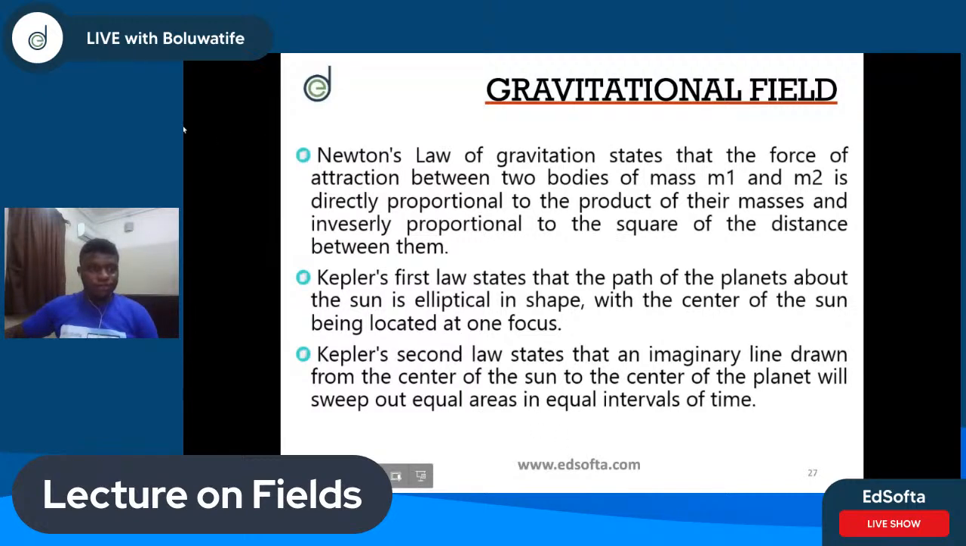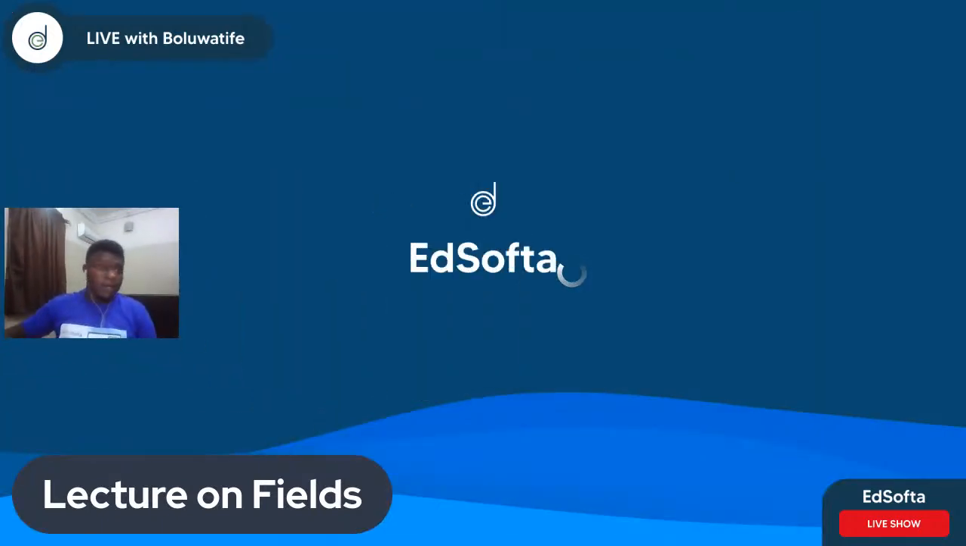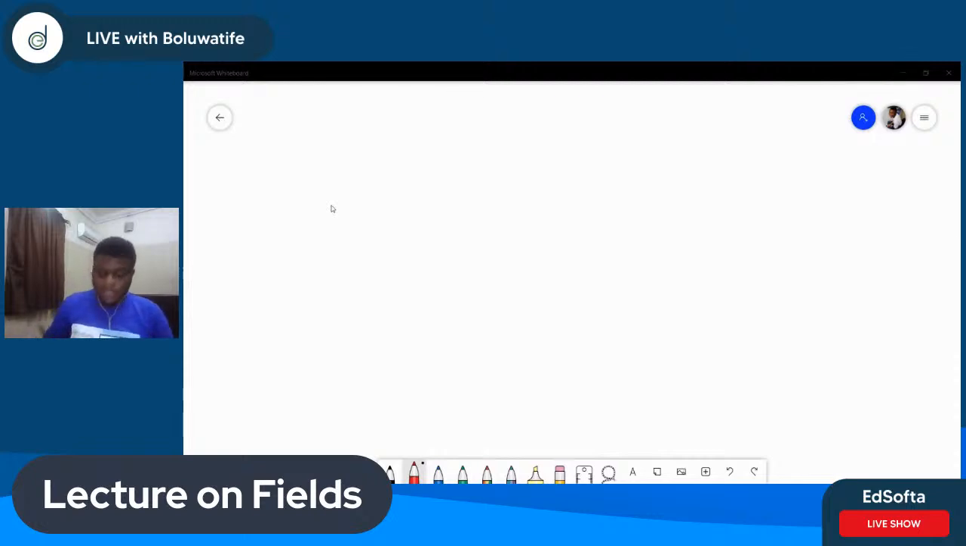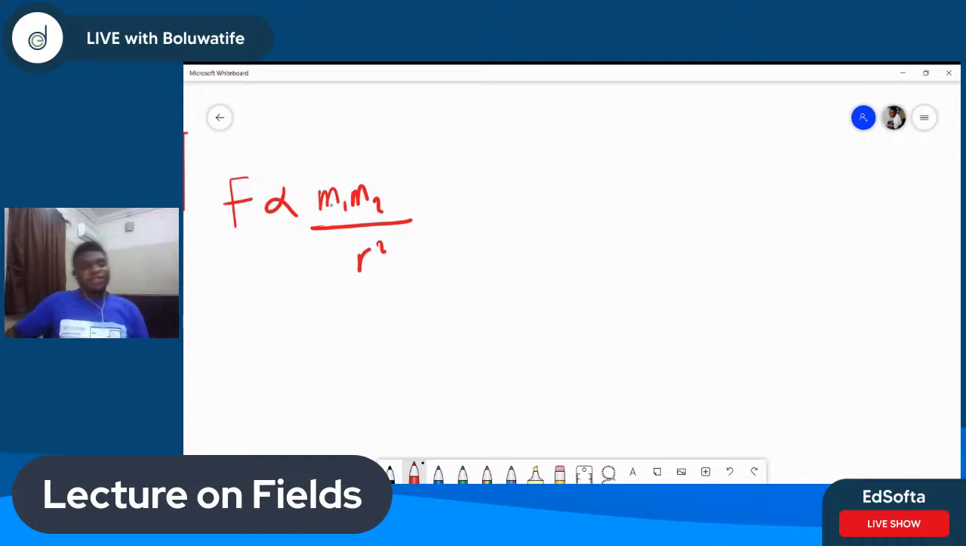I'm just going to switch over to my board here. According to Newton, the force exerted between two masses is directly proportional to the product of their masses, which we are taking to be M1 and M2, and inversely proportional to the square of the distance between them.